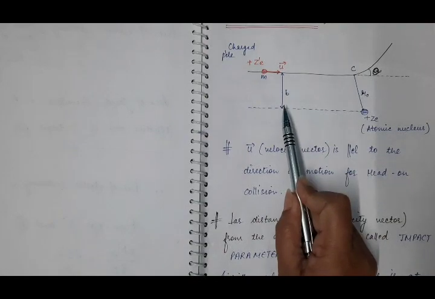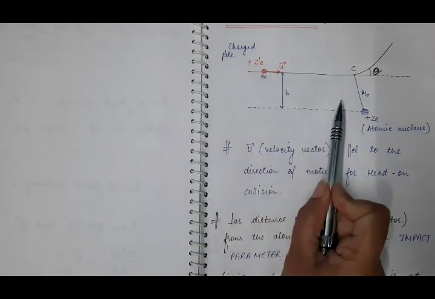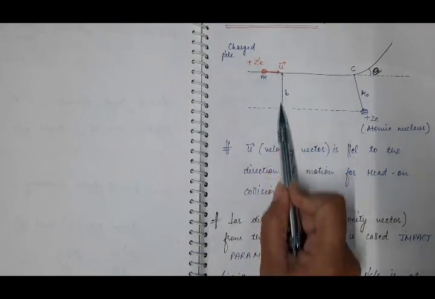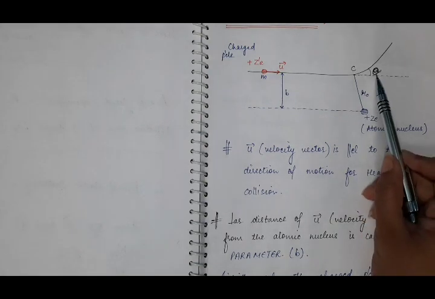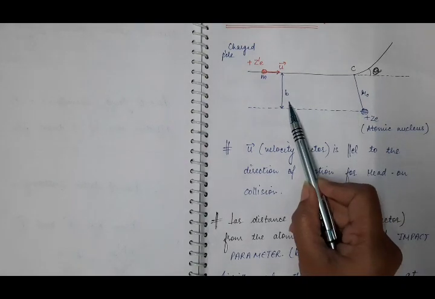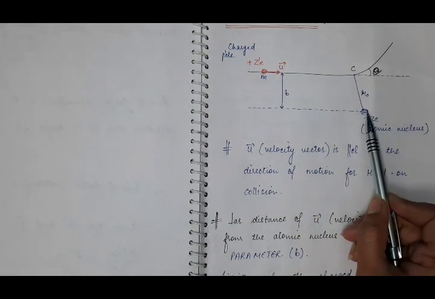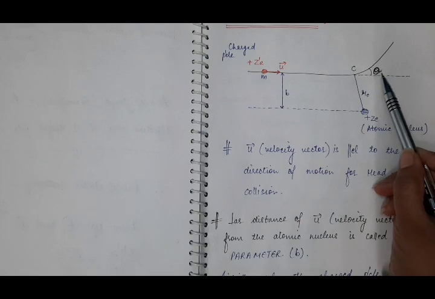If B is small, it means the perpendicular distance between these two is smaller. It means the interaction or force of repulsion will be greater. If the force of repulsion is greater, it means the particle will get scattered by a larger angle. So if B is small, then the interaction will be large and theta will be large.